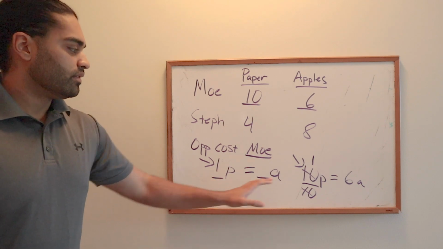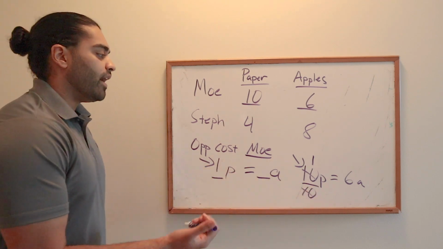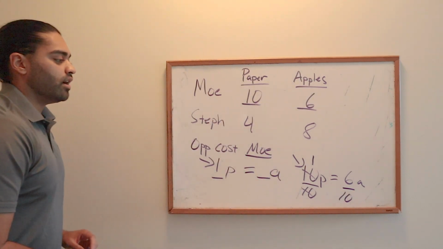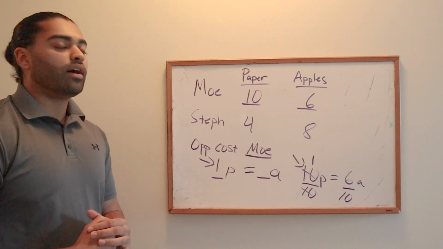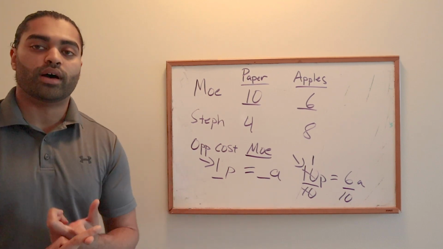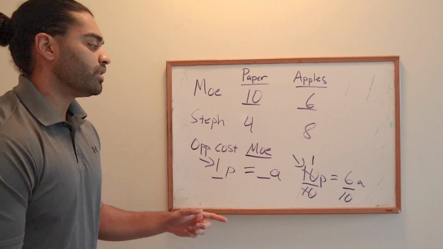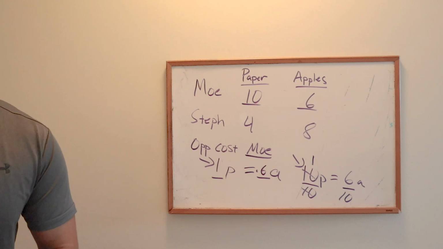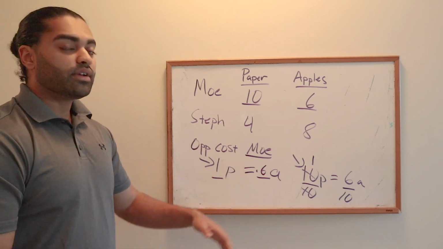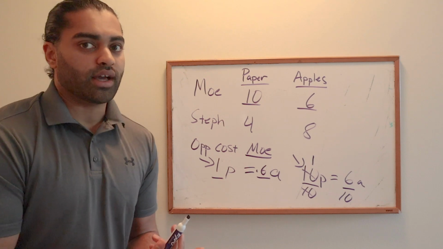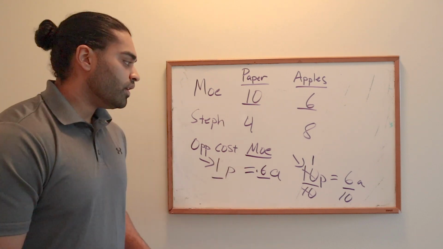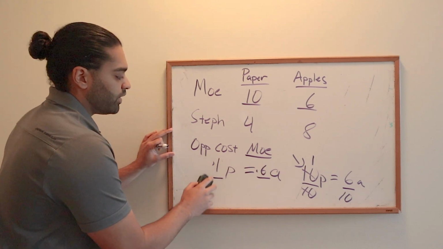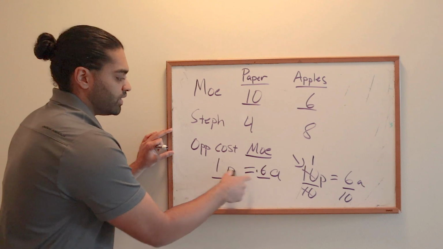So this left-hand side, they're both similar. Now, if you divide by 10 on one side, you have to divide by 10 on the other side as well. So 6 divided by 10. So now we know what our opportunity cost for Mo is to produce 1 piece of paper. So to produce 1 piece of paper, she gives up 0.6 of an apple. Now it's important to know this number. This is basically calculating what you're giving up in numbers. Okay, so we calculate the opportunity cost for Mo. For the first one, it's paper in terms of apples.